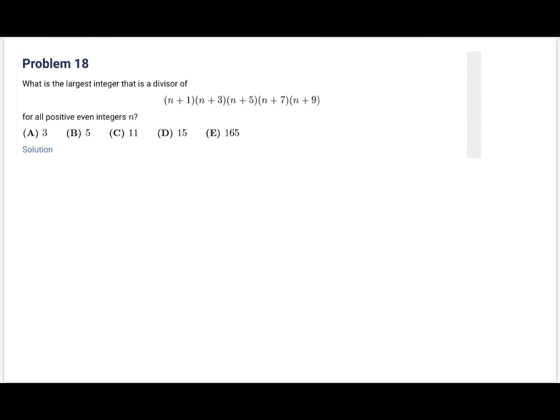Okay, so problem 18, what is the largest integer that is a divisor of this thing for all positive even integers? And so since n is all positive even integers, then these would all have to be odd integers, so this would be odd. Okay, so that's why you don't see any multiples of 2 in here.